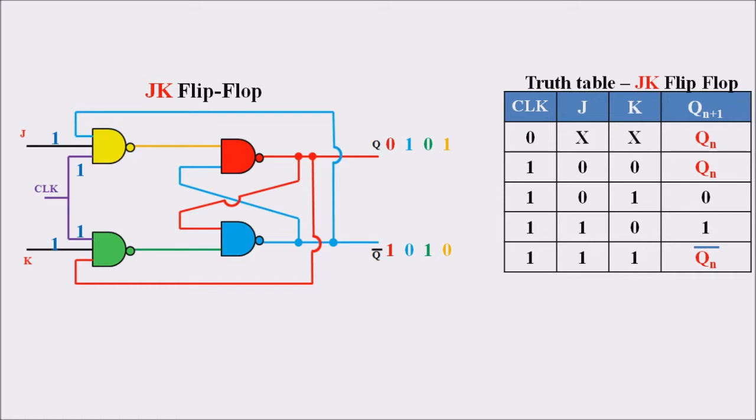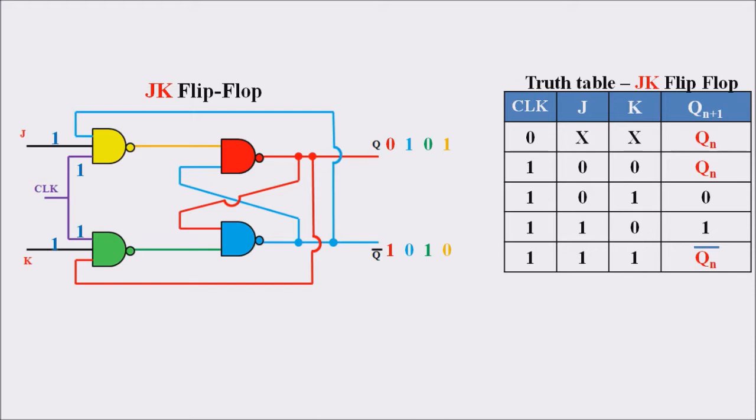If the clock is 1, J is 0 and K is 1, then the output will be 0. If clock is 1 and J 1, K 0 results in an output of 1. And in the case of clock 1, J 1, K 1, we are getting an output of Qn complement. And also here we can see a race around condition, and this race around condition can be overcome with the help of a master-slave flip-flop.